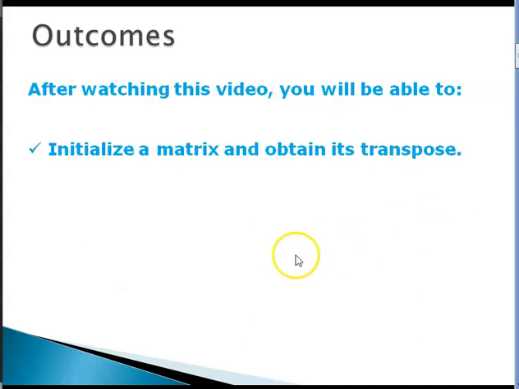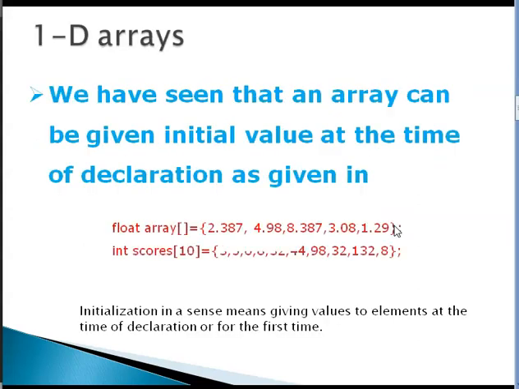We begin by noting that a one-D array can be initialized. Just as any variable can be initialized, a one-D array can be initialized in either way. Number one, you have an example of a float array initialized here and an int array scores initialized here. Notice that the number is missing here. In such cases, the compiler will count there are 1, 2, 3, 4 and 5 elements. It will put the number 5 internally and continue with the program.